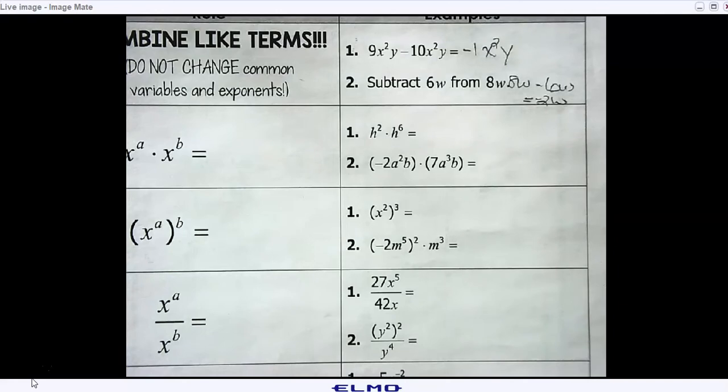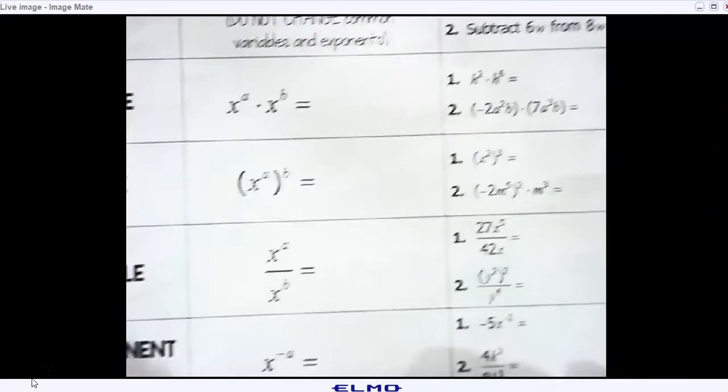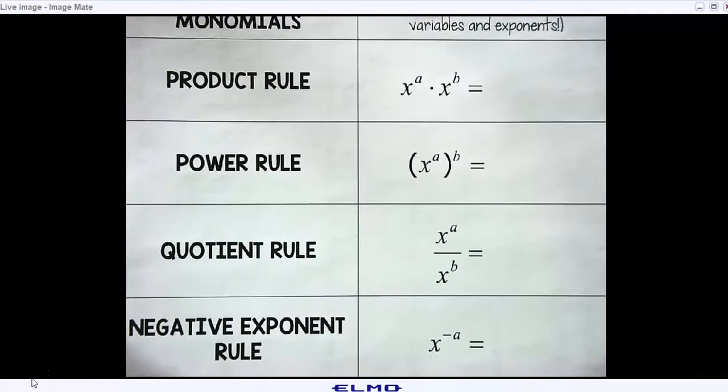All right. So let's get into the rules of exponents. Now, this stuff you guys already know. This is just combining like terms. Here is where the rules for exponents, the new rules, I guess, are applied.